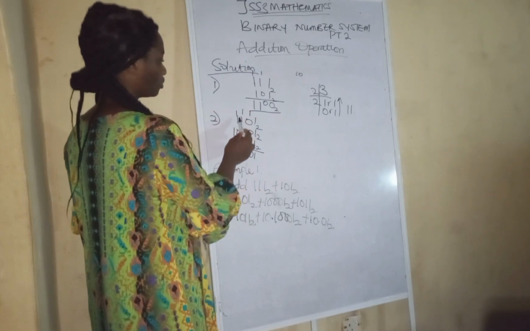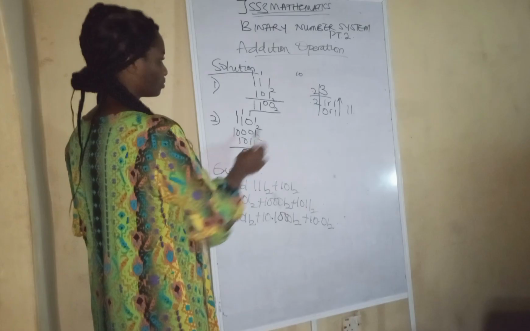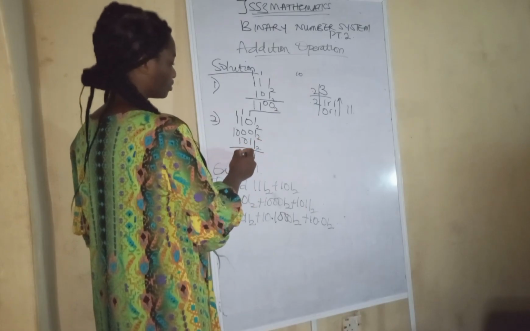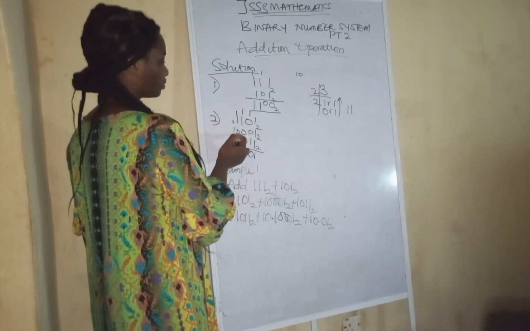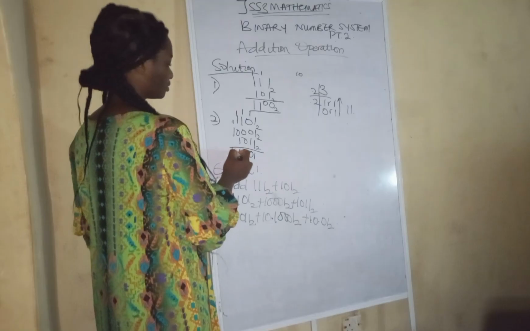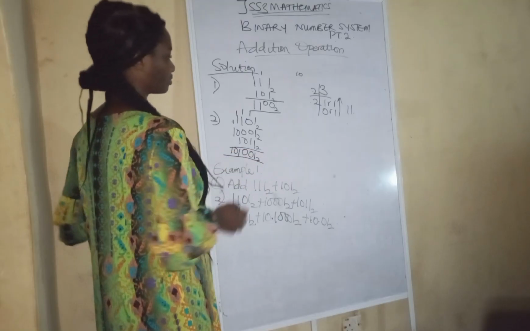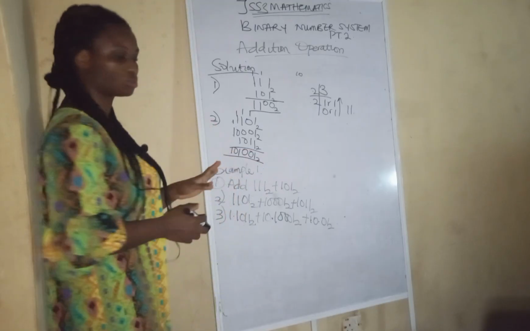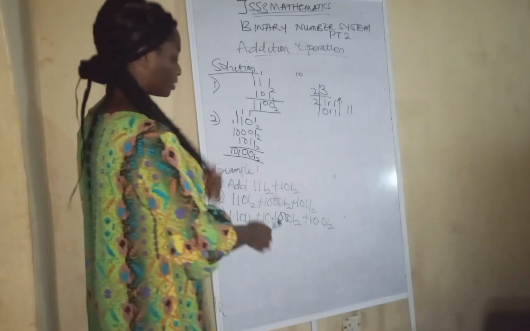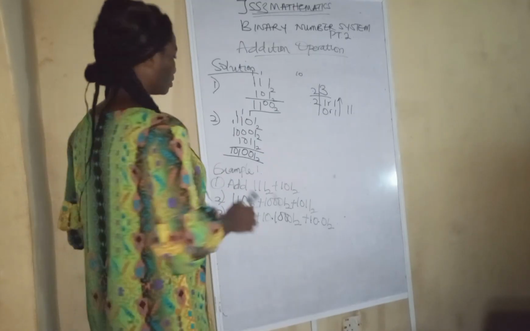So now 1 plus 1 is 2, 2 plus 1 is 3. So 3 in base 2 is 11. So that's why it's 1 remainder 1. So 1 plus 1 is 2. 2 in base 2 is what? 10. So that's our final answer. Have you seen it now? So that's number 2. So let's do number 3 now. Number 3 has a decimal point. So let's go.